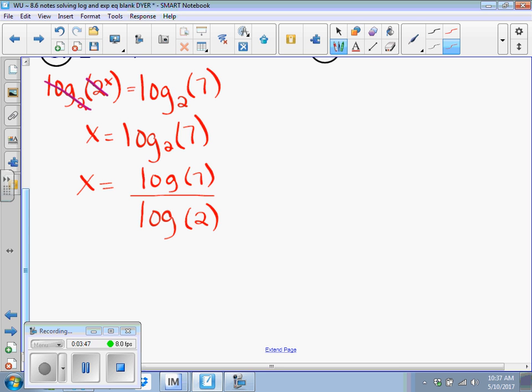Okay? So, if you have a calculator that can calculate that, great. Do that, but make sure you change the base to 2. But if you don't have a calculator that can change the base to 2, then do this. You'll get the same answer both ways. So, x is approximately equal to what? 2.81.